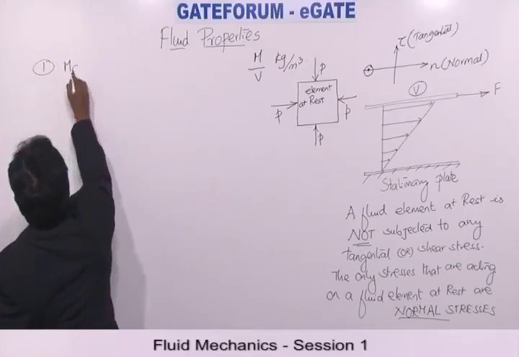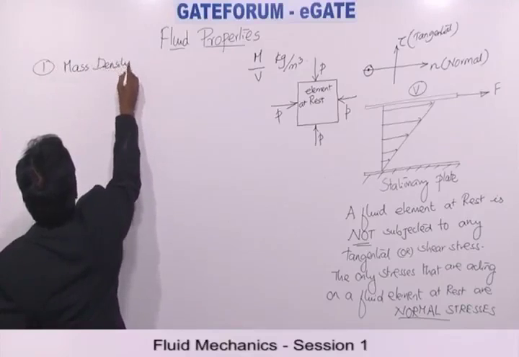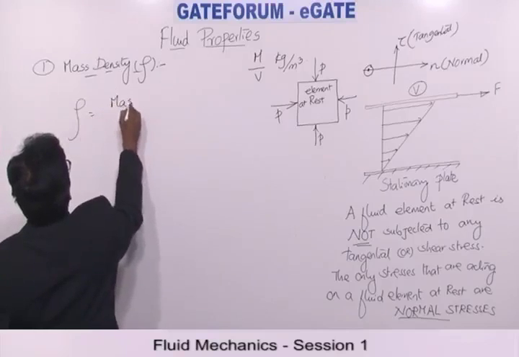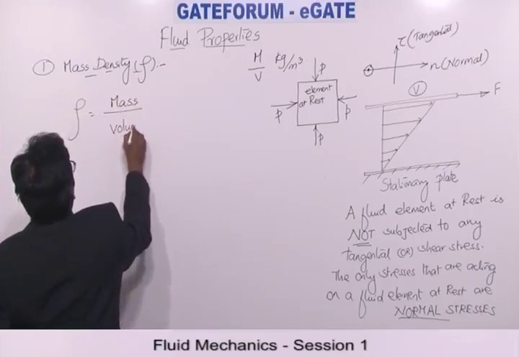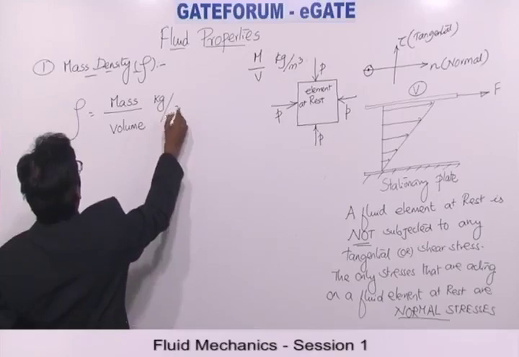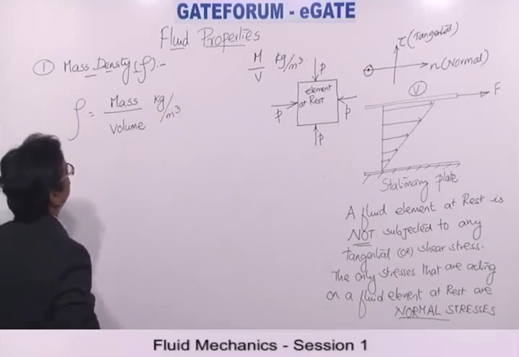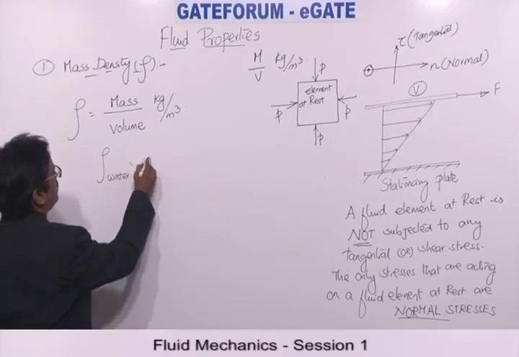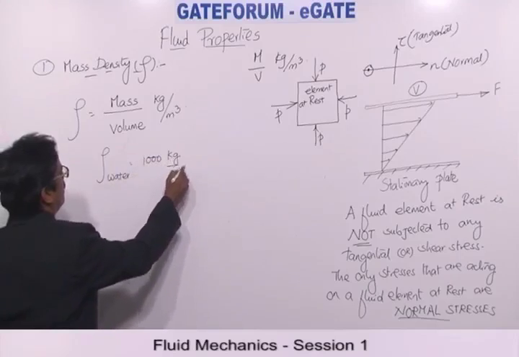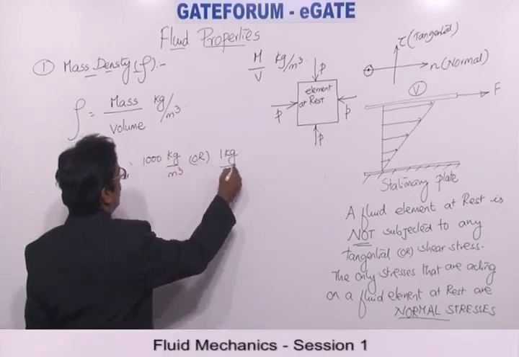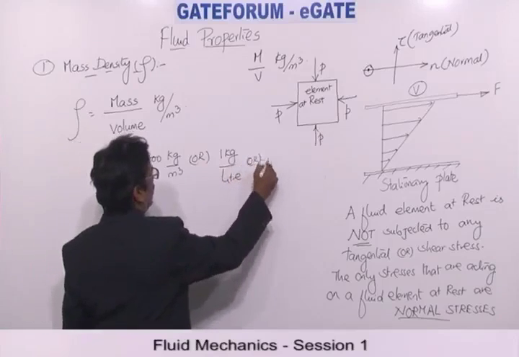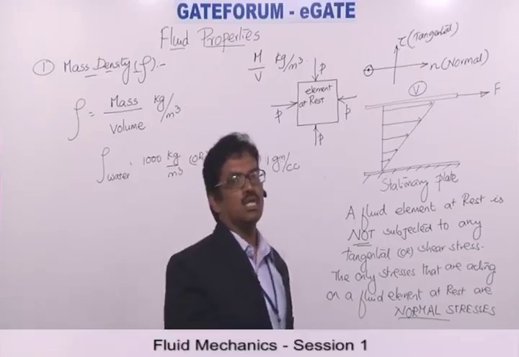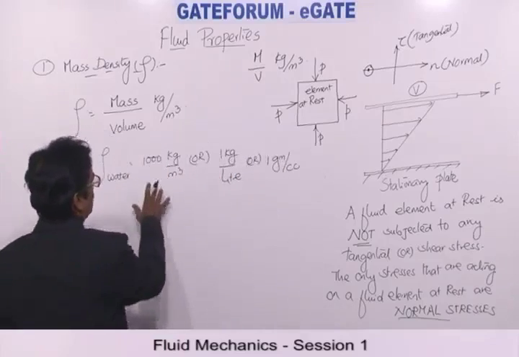First property I consider is mass density, rho. Density is defined as mass per unit volume. And for the standard fluid, which is water, the density value is 1000 kg per meter cube, or 1 kg per liter, or 1 gram per cc. Cc is nothing but milliliter. 1000 cc is equal to 1 liter. 1000 liters is equal to 1 meter cube. You should remember this value, the density of water.